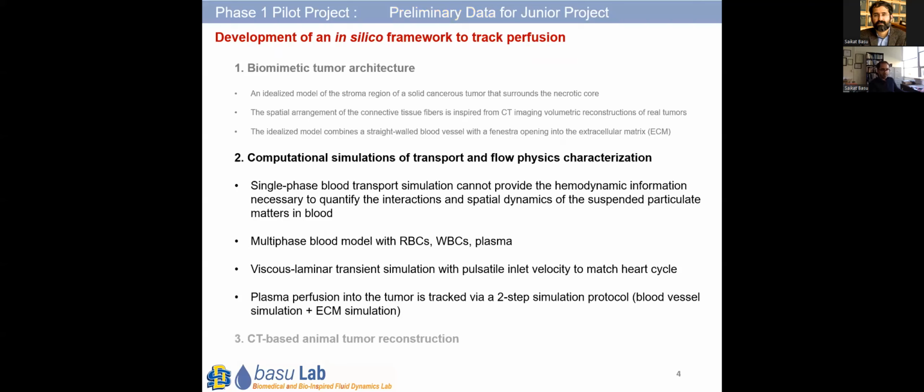In the second goal, we have simulated blood flow and then plasma perfusion through a fenestra opening. Note here that a single-phase, steady-state simulation of blood cannot resolve the hemodynamic information necessary to quantify the spatial dynamics of the suspended particulate matter in blood. So the model that we have implemented had to be multiphase and pulsatile.